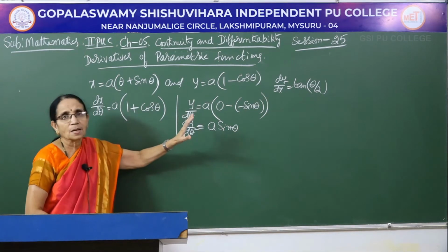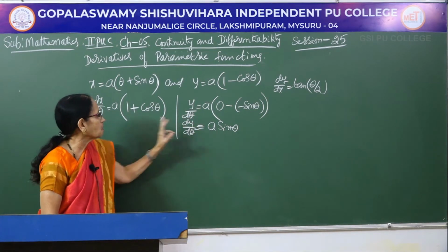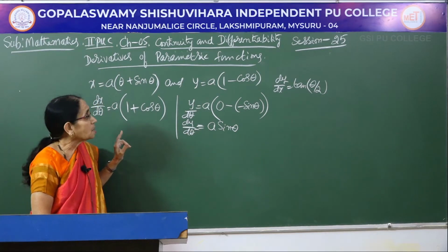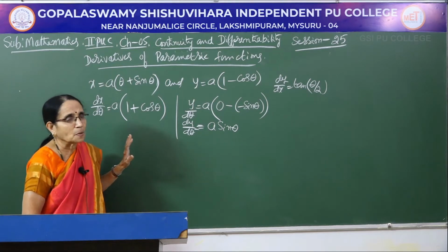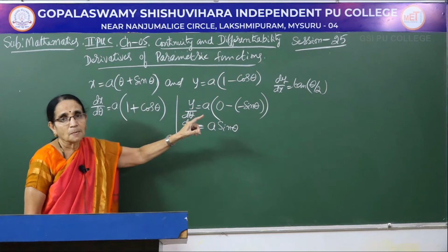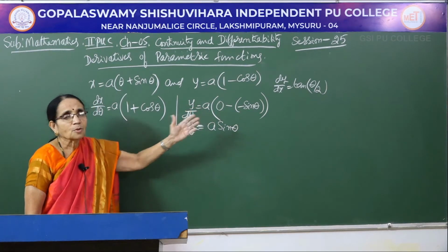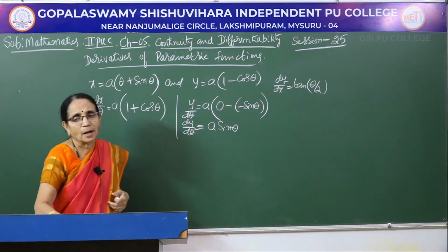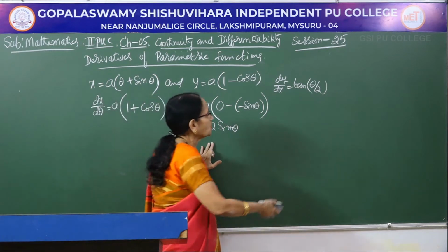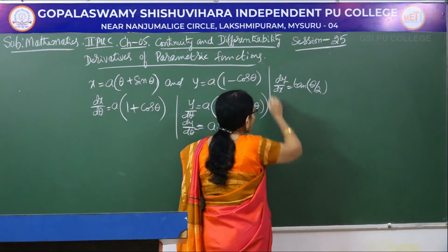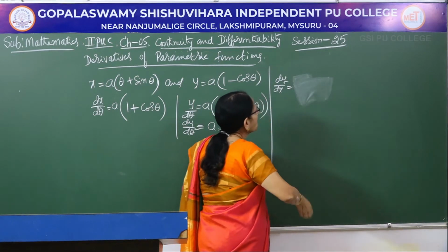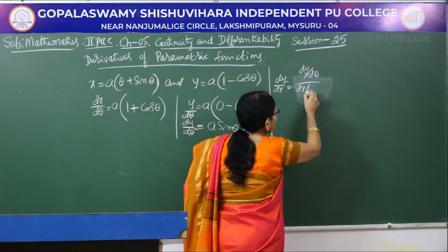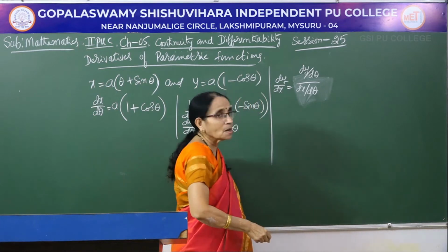If no particular answer is expected, we could have divided this by this, so the answer would be a sin theta divided by 1 plus cos theta. Whereas here a particular answer is expected, which has a half angle. Here we have the full angle, and it is a half angle. That gives us a hint that both of them should be written in terms of half angles. Now, here itself you can write the formula for half angle, or else you can write dy by dx equal to dy by d theta divided by dx by d theta.